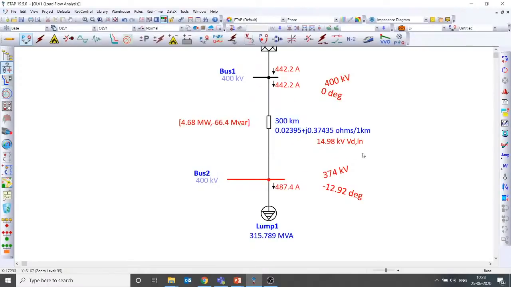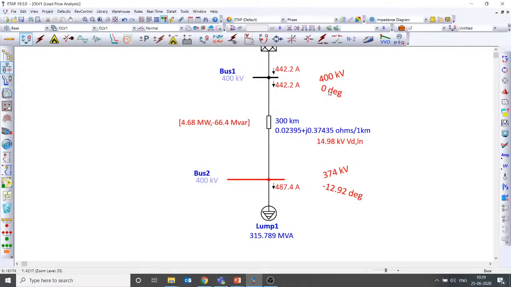Right. So here the voltage drop is given, that is per phase. You need to understand that it is not line to line. You need to multiply by root 3, then 400 minus root 3 into this, you will get 374. Somebody has talked about an angle before, so the sending end angle is 0, that I have taken as a reference, and the receiving end voltage angle is minus 12.92.